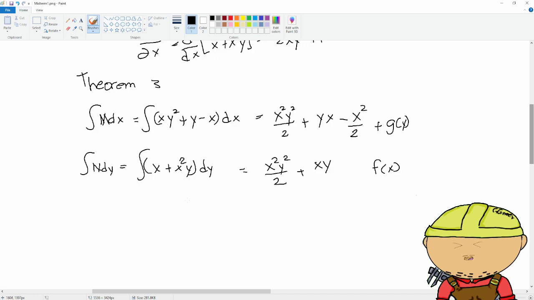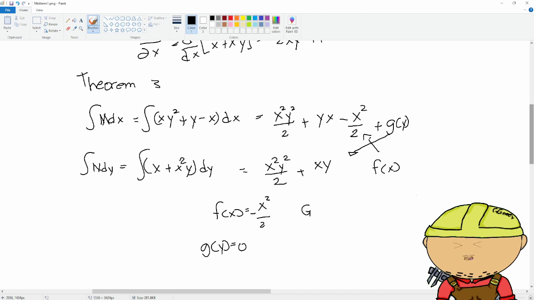So in theorem 3, we identify f of x, which is 0. There's no f of x, because f of x only contains x. The other equation, the f of x is negative x squared over 2, while g of y will be 0, because on the N dy, there's no only-y variable term. We have xy terms, but there's no only y variable.